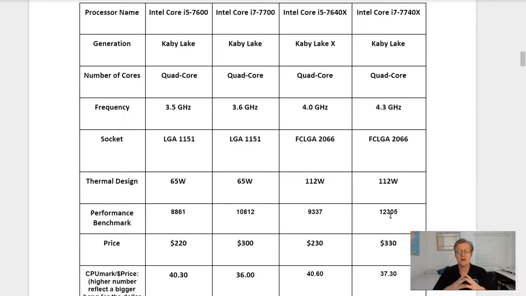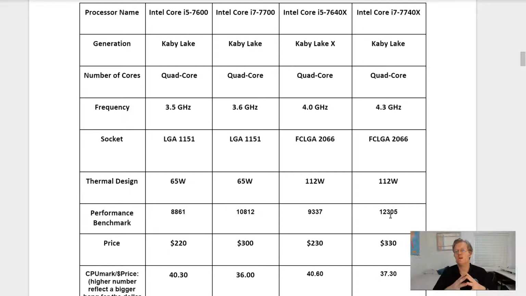It puts out 65 watts of heat, and look at that performance. It is higher at 10,812. The price again is higher at $300, and your CPU mark versus price is a little bit lower, so you're paying a little bit more for that performance, and it sits at 36.